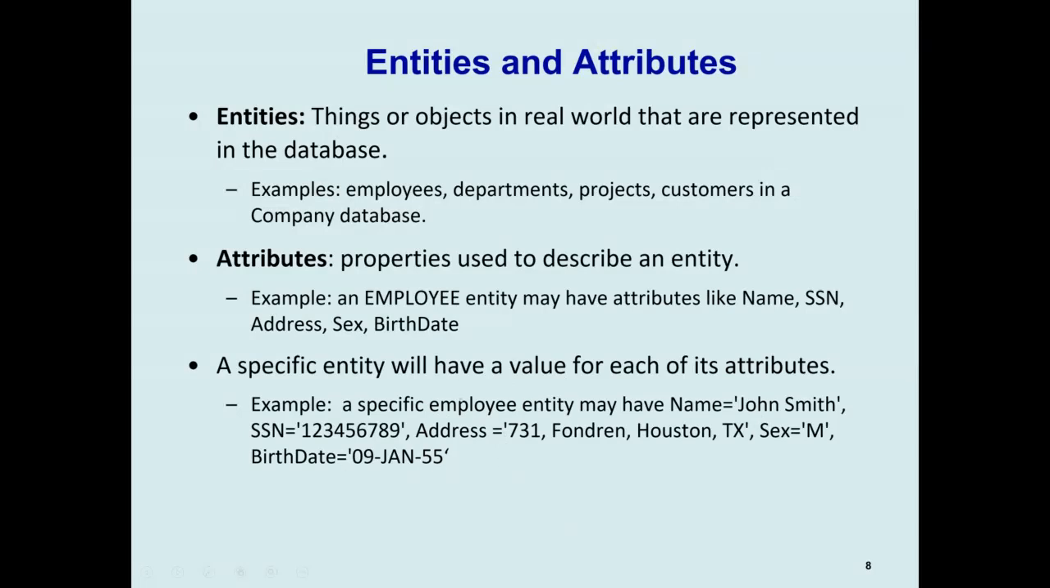Also, a specific entity should have a value for each attribute. For example, an employee entity may have the name John Smith, SSN as 1, 2, 3, 4, 5, 6, 7, 8, 9. I don't think this is a valid SSN, but anyway, as an example. Address like 731 Fountain, Houston, Texas, sex as M, and birthday as January 9th, 1955.